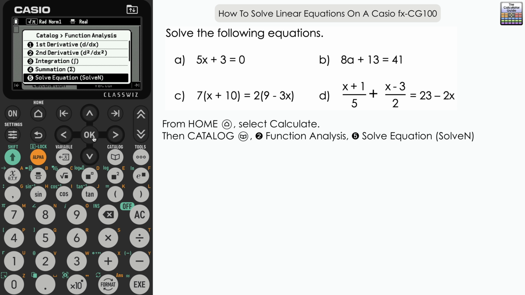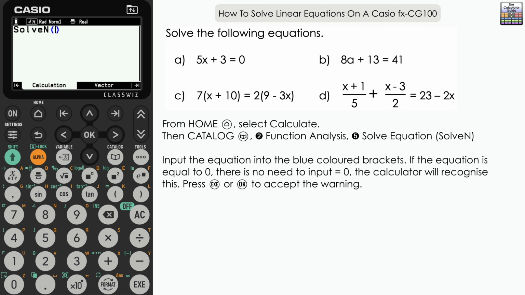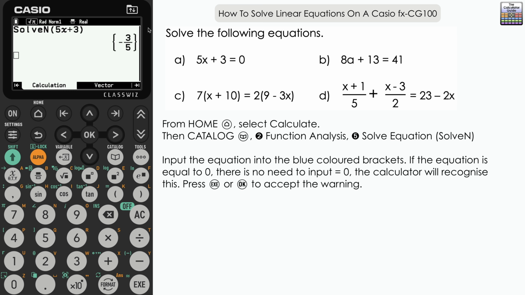The first equation here, 5x plus 3 equals 0, we're going to input the equation into the set of brackets, parentheses here. As it is equal to 0, we won't need to use an equal sign. The SolveN feature automatically solves for 0. So all we need to input is 5x plus 3 and press execute. We have a warning saying more solutions may exist. Just press execute. And here within the curly brackets, we have the solution, -3/5.